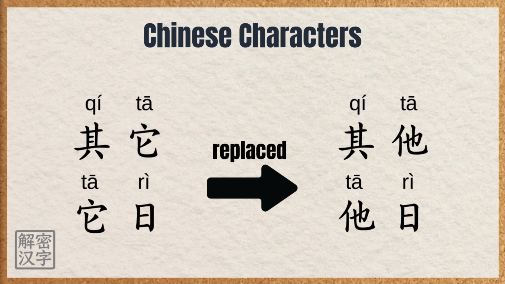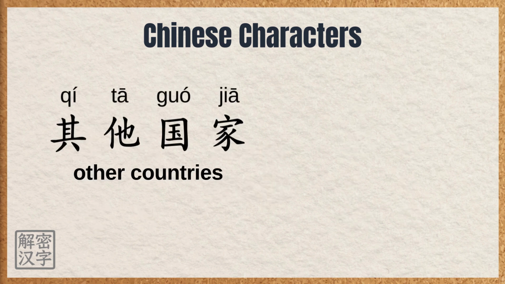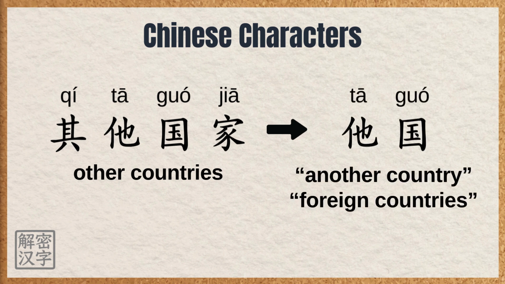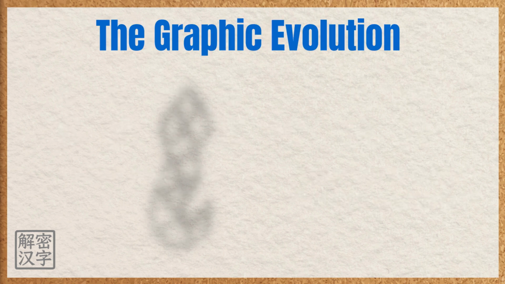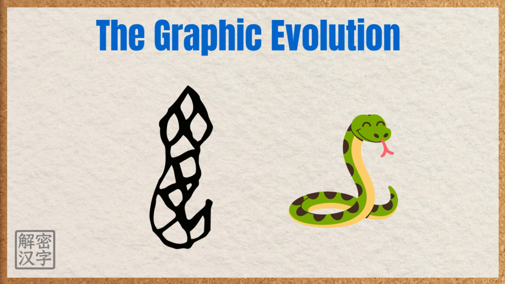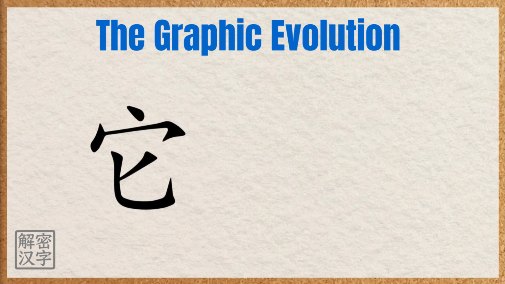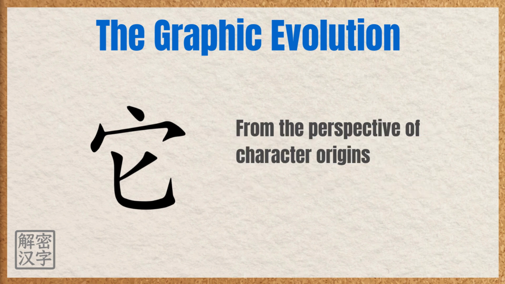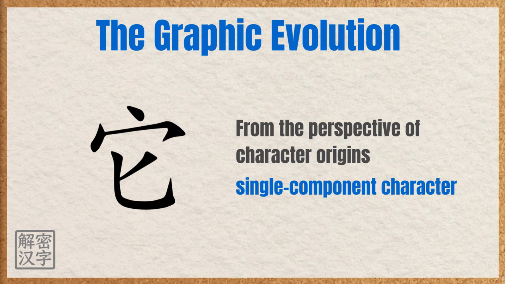We can extend that idea in Chinese when we talk about other countries. We can say 他国, meaning another country or foreign countries. In Oracle bone script, ta originally looked like a snake-like symbol. In the earliest stage, it referred to a snake, and later it was used as a general pronoun for non-human things. From the perspective of character origins, ta is a single-component character.